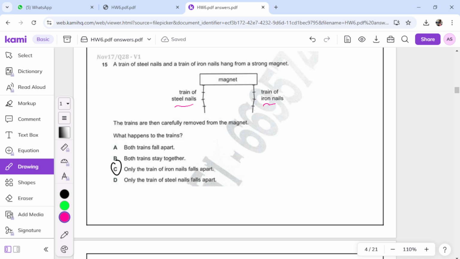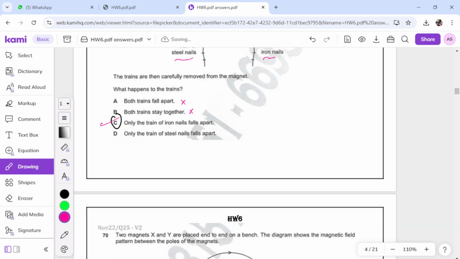Now we have iron and steel. A train of steel nails and a train of iron nails hang from a strong magnet. The trains are then carefully removed from the magnet. What happens to the trains? Both trains fall, wrong, because steel will keep magnetism for a longer time. Both trains stay together, no, because iron will lose magnetism easily. Only the train of iron falls. This is correct. Okay.